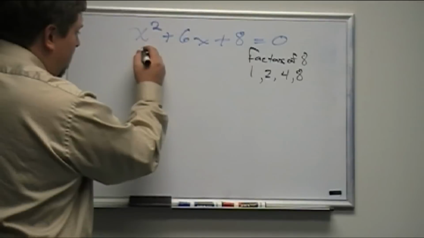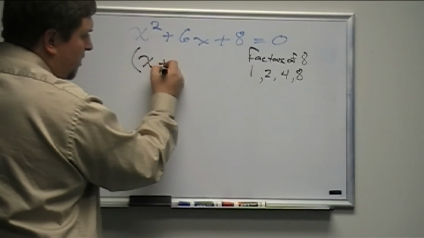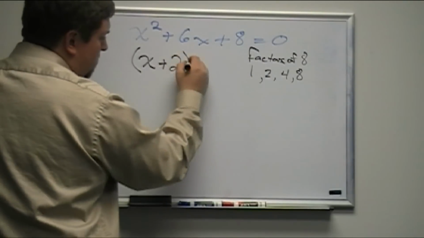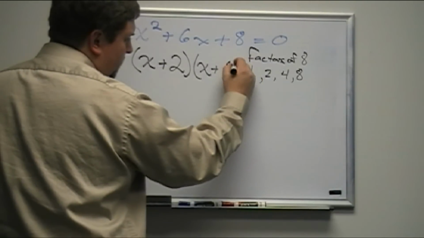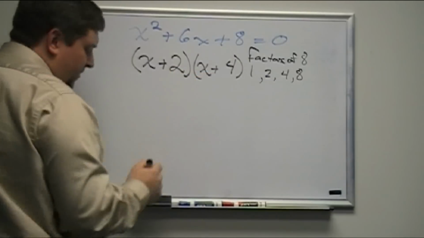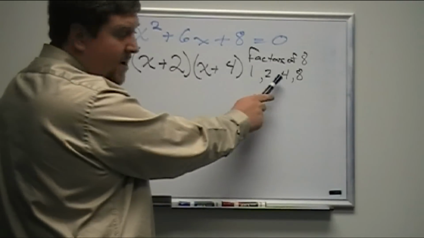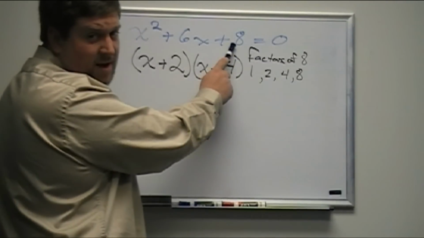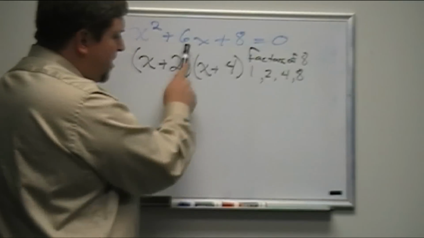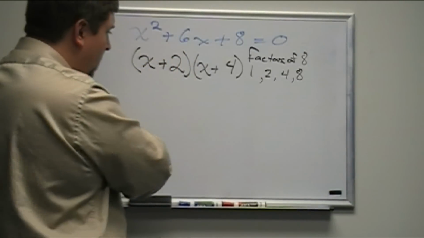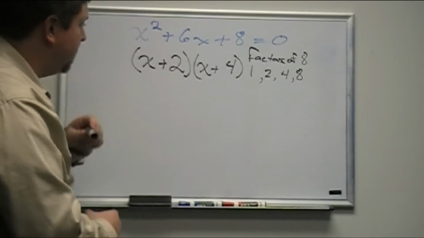So, all I need to do is separate this out into my x plus 2 times my x plus 4. And these are both positive. And they're positive because a positive 2 times a positive 4 gives me positive 8. And a positive 2 plus a positive 4 gives me a positive 6. So, this equals this. It is now factored.